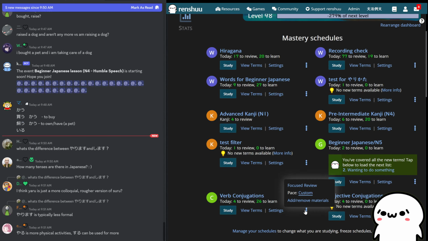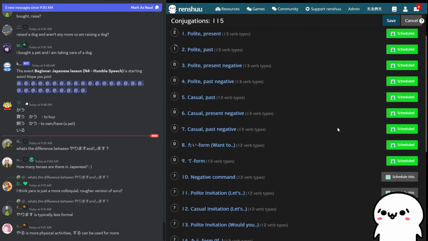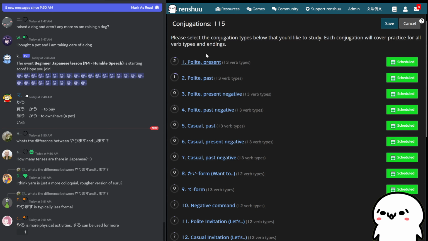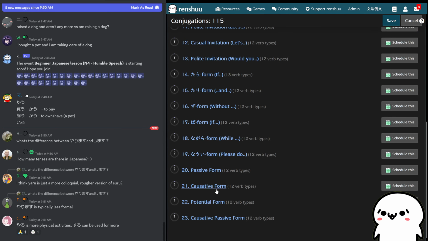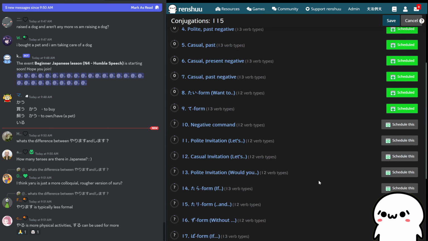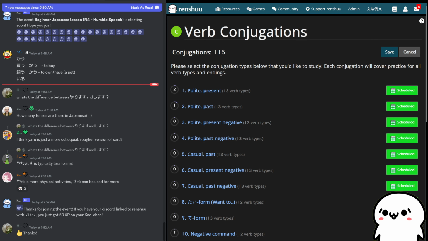On top of that, when you're using it, you can literally choose exactly the conjugations you want to focus on. So if those polite forms are easy for you, you can say, no, I don't need those, take them out. Focus just on the casual ones. There's even down below, there's passive, causative, all that good stuff. So definitely check this out now if you have access to it. If you don't have access to it, it's coming up next week.